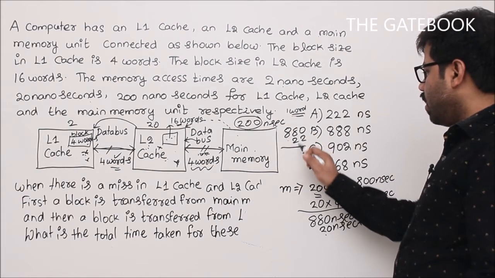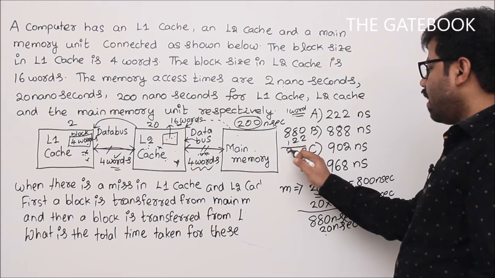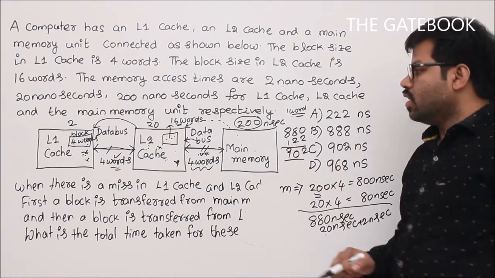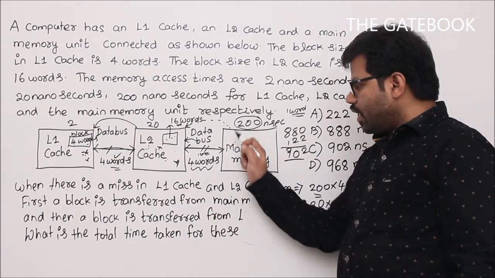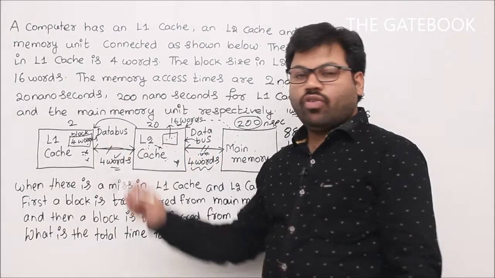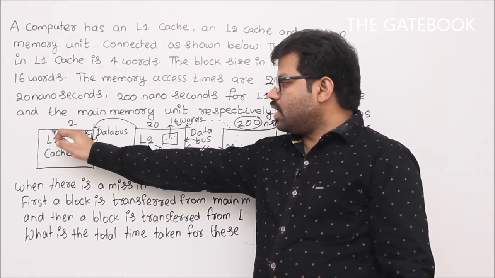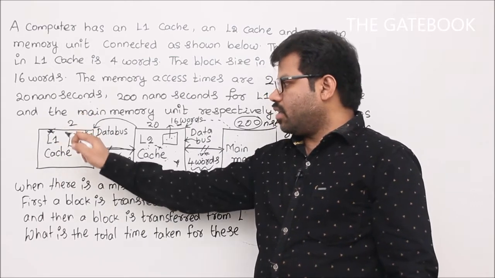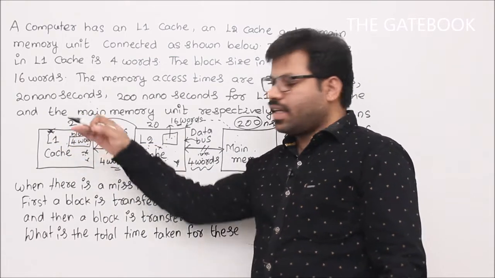It would be 2 here, 8 plus 2, 10, 1 plus 8, 9. 902 nanoseconds. So here we are transferring 16 words, 4 at a time. Here we are only transferring 4 words because the transfer depends on L1 cache here. That means, I can say, the left side cache.